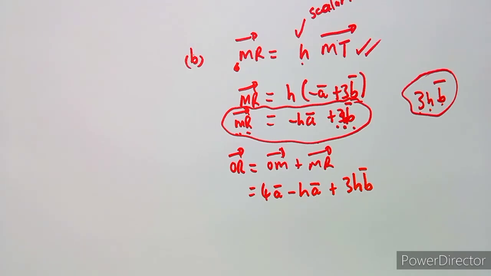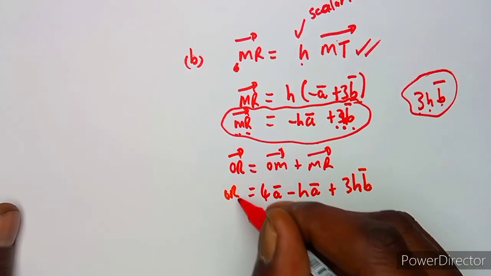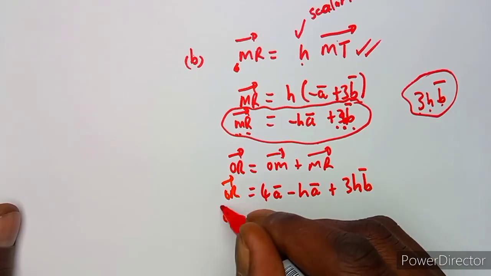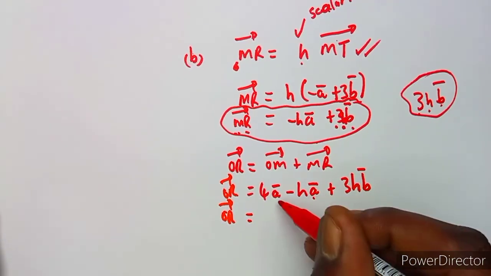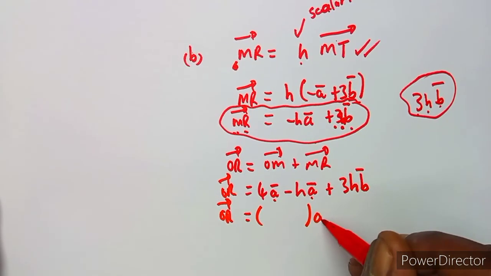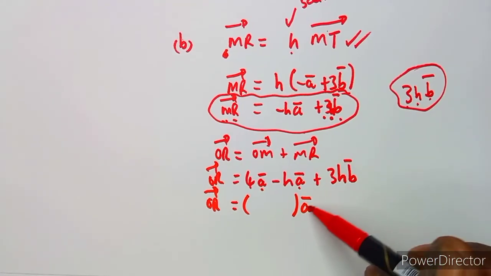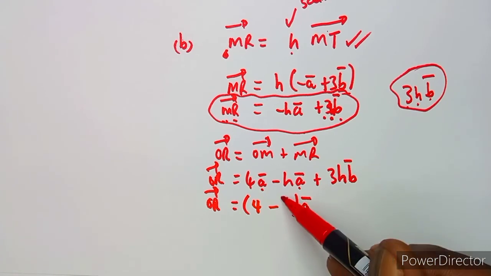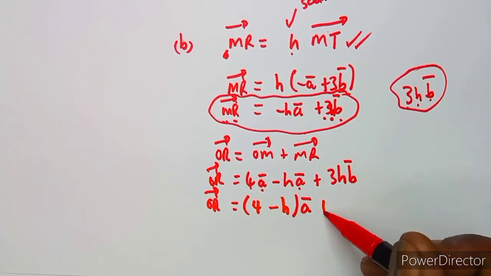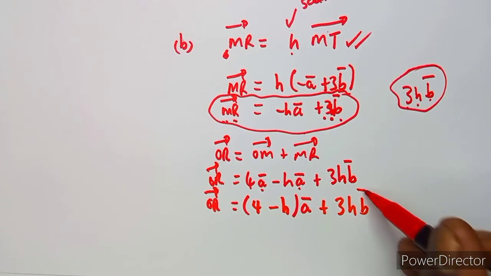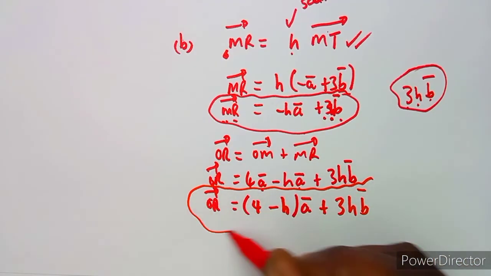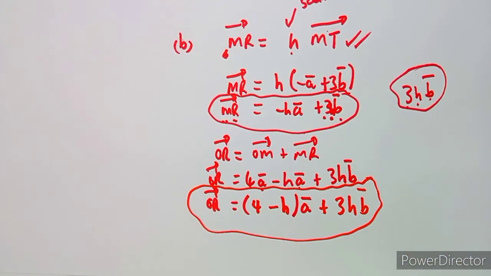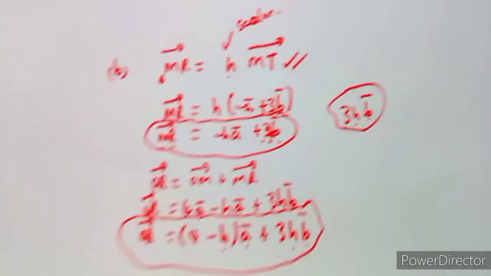So from the look of things, we can see that A is common here. Vector A is common here. So we can factor out vector A. If we factor out vector A, we are going to remain here with 4 minus what? Minus H, if you remove vector A here, plus 3H vector B. Okay, so this is what you're going to have as our OR in terms of what? A, B, and H, which is the constant. All right.